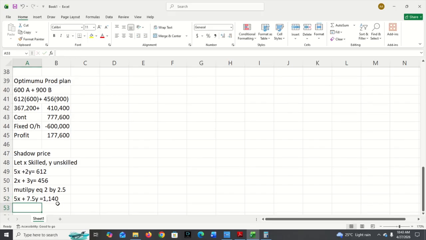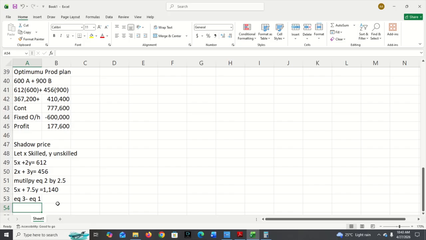Then like we did for the other one, equation 3 minus equation 1. So let's look at this again. Equation 3 minus equation 1 will be what? For equation 3, that's our 5x. So x, this will be 0, plus what's our y?